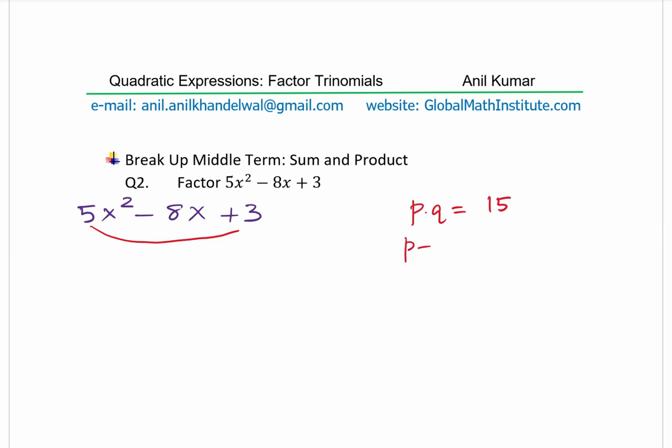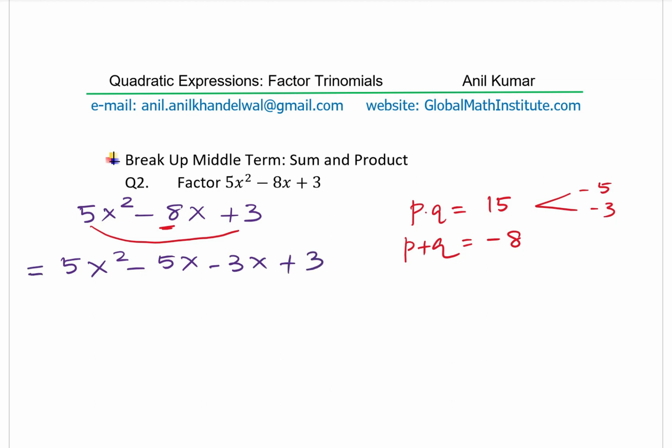And the sum should be what? The sum should be the center term, which is in this case minus 8. What could be those numbers? 5 and 3, both negative, right? So if both are negative, your product will be positive and the sum will be negative 8. That works. So we're going to split the center term, which is minus 8x, into minus 5x and minus 3x plus 3. So that is how we could write our trinomial.